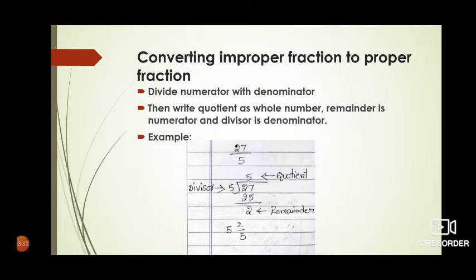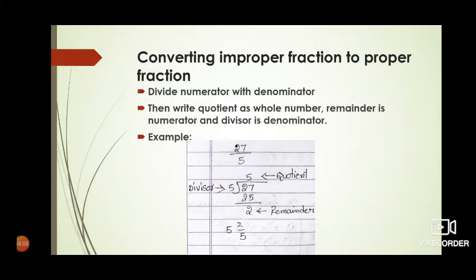Next, converting improper fraction into proper. How can we convert an improper fraction into a proper fraction? Children, we cannot convert an improper fraction into a proper fraction. We can convert it into a mixed fraction, one whole number and a proper fraction. How will it be? Here, we see 27 by 5. We can see that the numerator 27 is greater than the denominator.